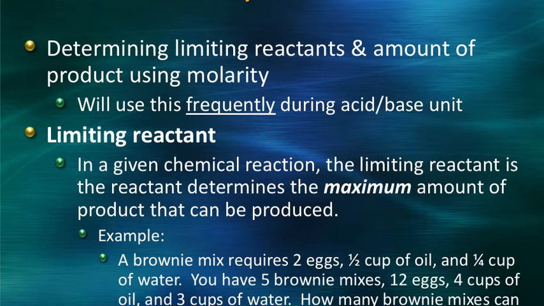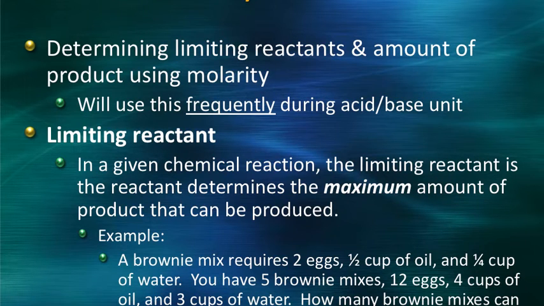So a limiting reactant, by definition, in a given chemical reaction, is the reactant which determines the maximum amount of product that can be produced. Okay, so one of the reactants, if there's more than one, is going to dictate how much product we can make.